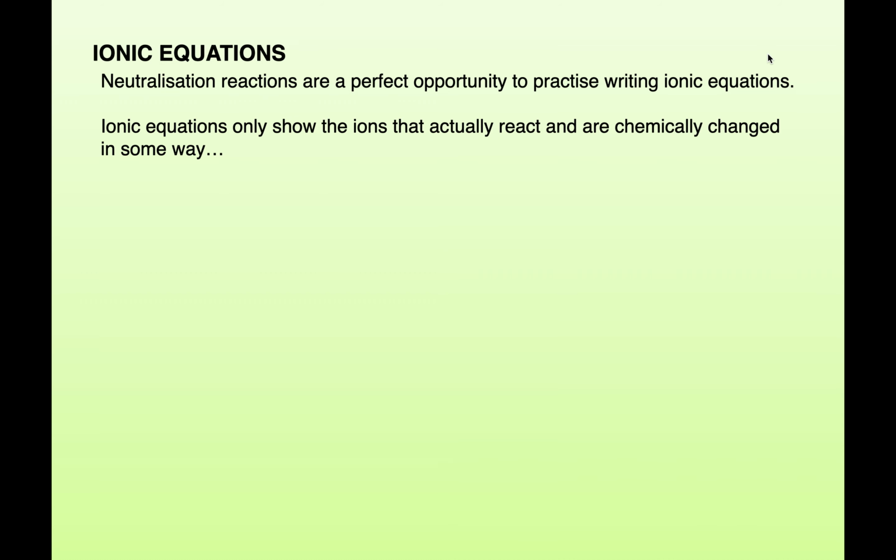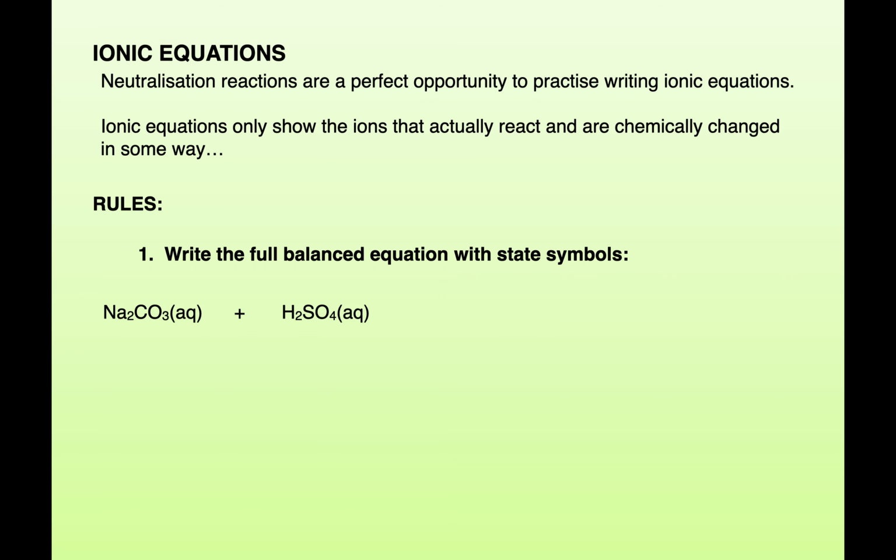So, ionic equations essentially only show what's really changing in a reaction. They only show what's reacting. For something to react, it has to change in the way that it bonds, in its formula, in its structure. If it's just the same on the left-hand side and the right-hand side, then it essentially plays no part in the reaction. So we follow certain rules.